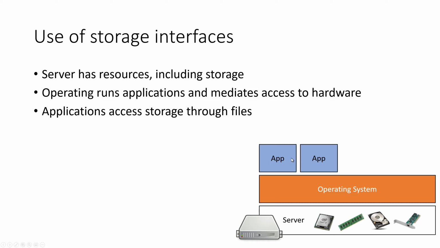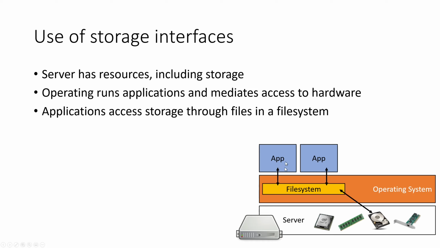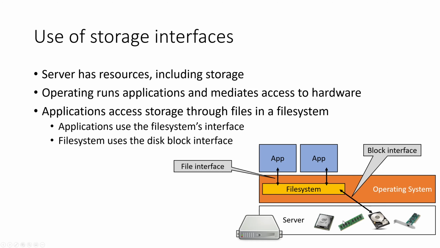And these applications, when they're accessing disk resources, they usually do it through the file system, through the file interface. So we can extend this figure and draw it like this. So applications access disk resources through the file system. So applications access and open files, they write files, and then the file system uses the disk block interface to manage these files. So this is how the interfaces get used in a computer.